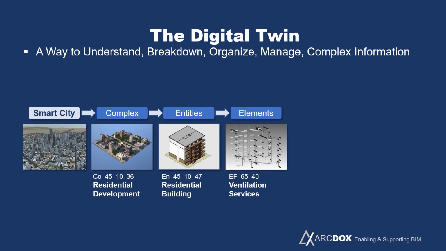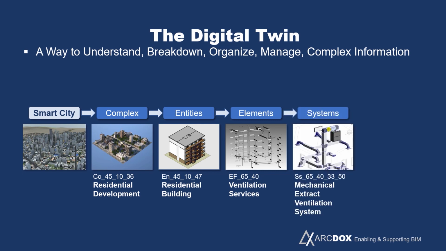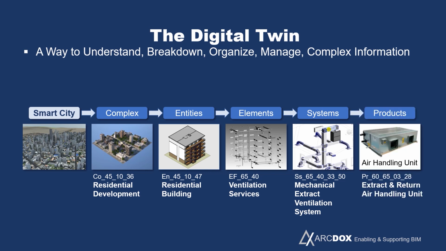Entities then can be broken down into various elements, primary elements. So a building, for instance, the primary elements would be substructure, the structure, the external facade, the walls, windows. The primary elements then can be broken down further into systems. So in this instance, a ventilation service can be broken down into a number of different systems, one of them being the mechanical extract ventilation system. And ultimately, the system can be broken down into individual products or components or materials that make up that system. So in this instance, an air handling unit.